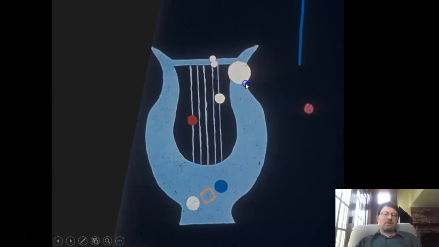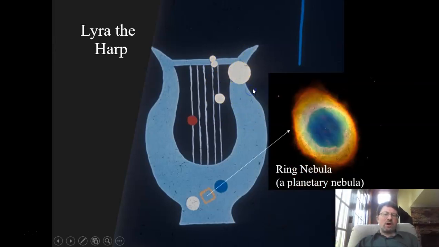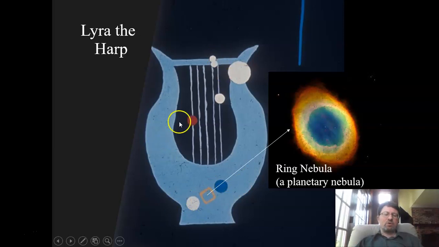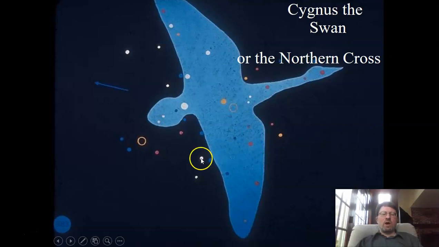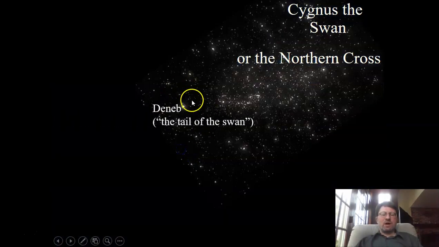Here is the Lyra the Harp constellation, and this bright star in Lyra the Harp is known as Vega. The Ring Nebula, by the way, is a planetary nebula between the two stars at the base here of this twisted rectangle. There's Vega. This corner of the triangle is shared by this corner of the parallelogram, or the bent rectangle. Here's Cygnus the Swan, or the Northern Cross. The star I want you to learn there is Deneb, the tail of the swan.